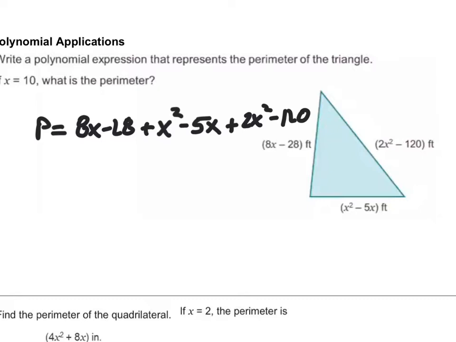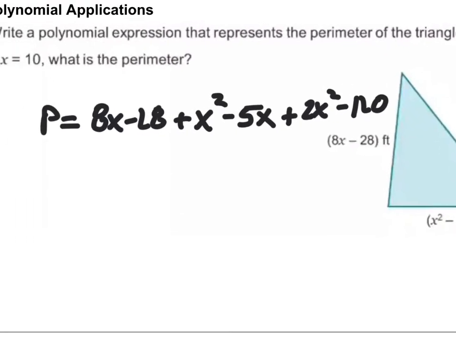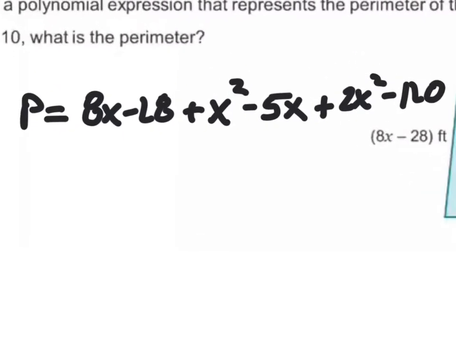All right, so now what we could do is plug 10 into all of these, evaluate them, and then add all those numbers together, but that's kind of a lot of work. So let's see if we can simplify this polynomial and combine our like terms. Then we could just plug in 10 at the end and get the same answer. Okay, so let's do that.